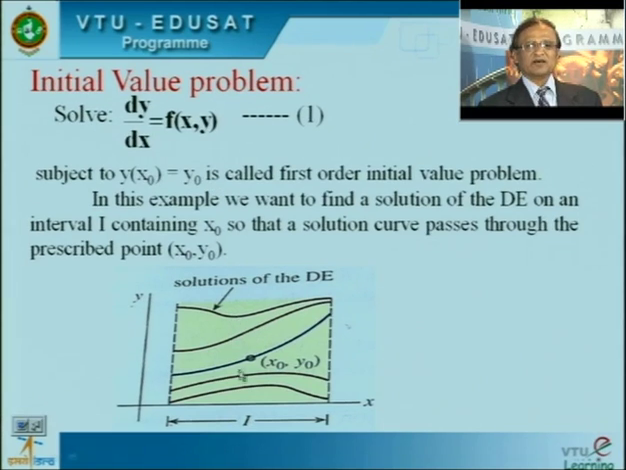For example, all these curves are the solution curves of equation 1, right. At least one curve, say for example this curve, passes through the point x naught and y naught in the interval I. So this is the interval I, an interval containing x naught. That is the meaning of dy by dx is equal to f of x y, y of x naught is equal to y naught.